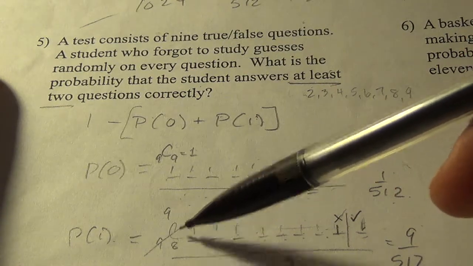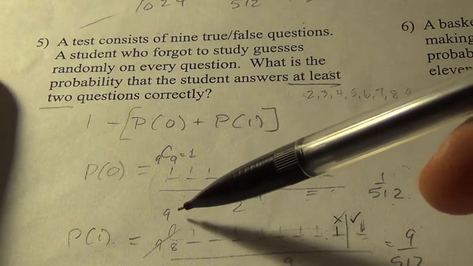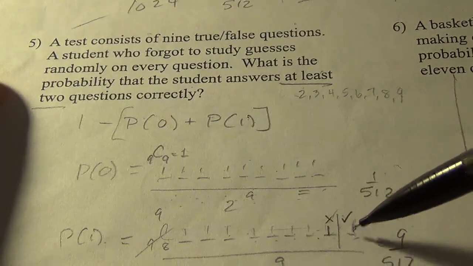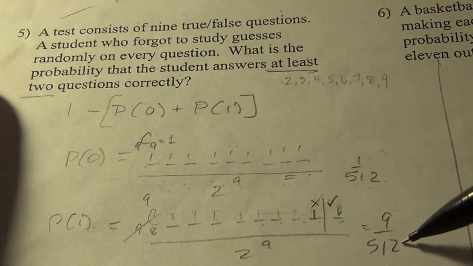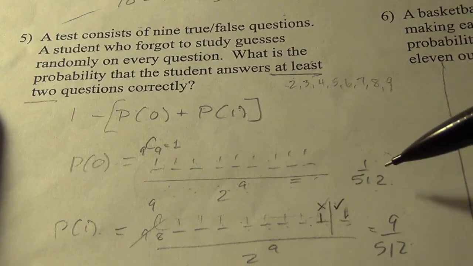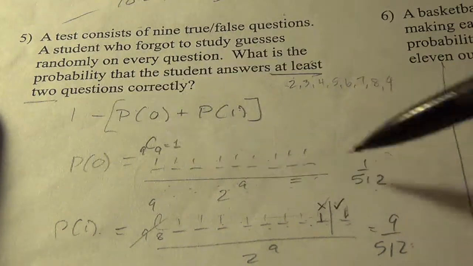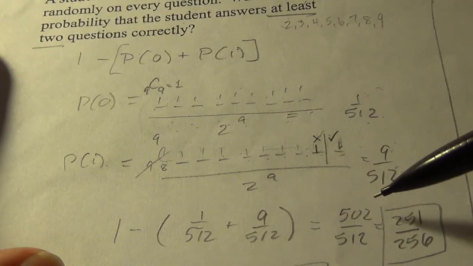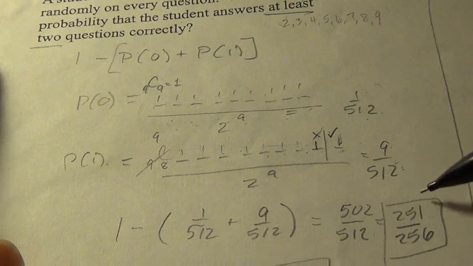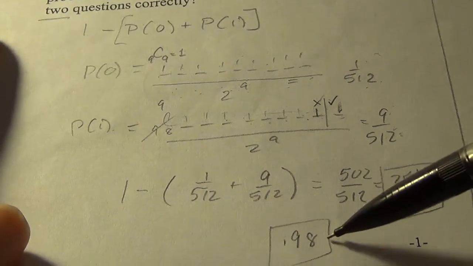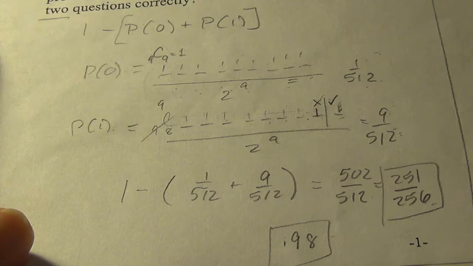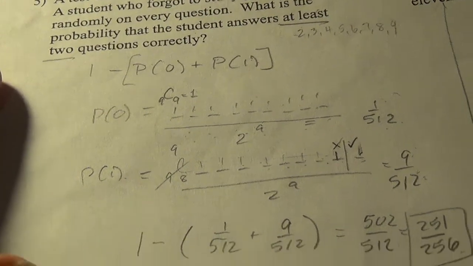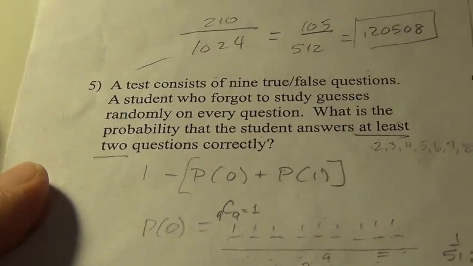Or perhaps you said 1 at a time. That will still give you the same answer of 9. So 9 times all these 1s over 512. So we're going to take 1 minus the sum of these. So 1 minus 10 over 512, which turns out to be 502 over 512, which is reducible, or you can use the decimal. So it's a high probability of getting at least 2 correct. Alright, so that one.